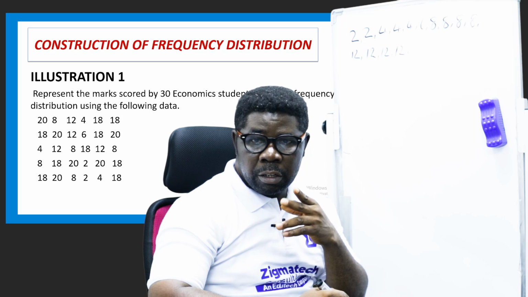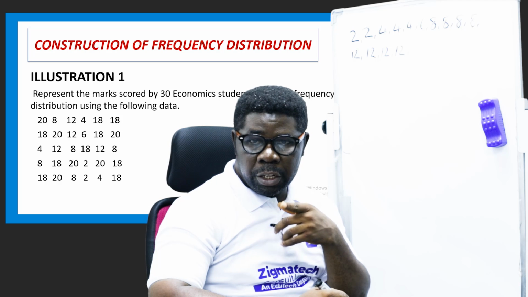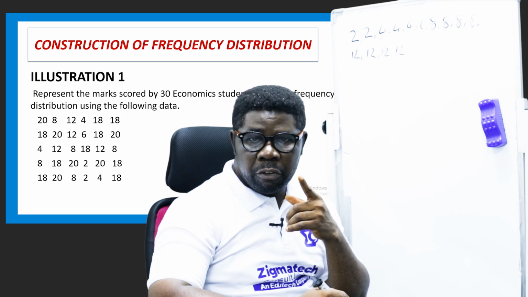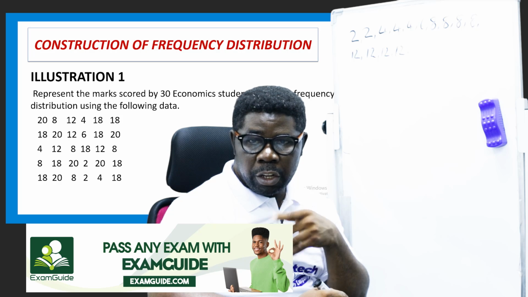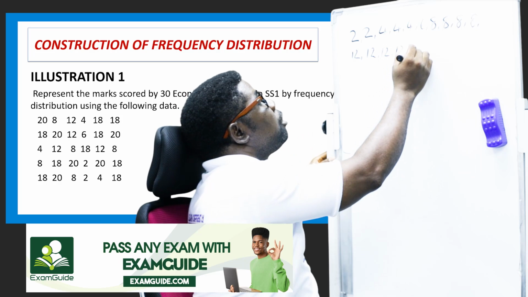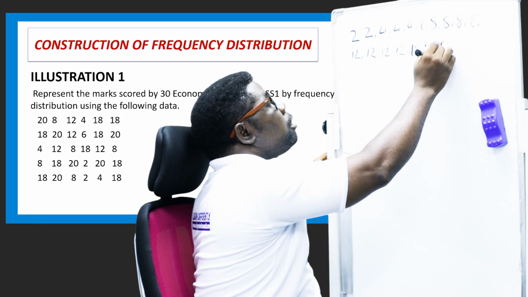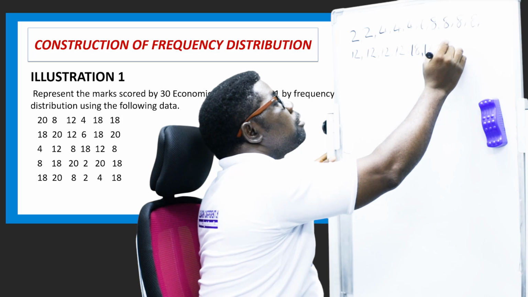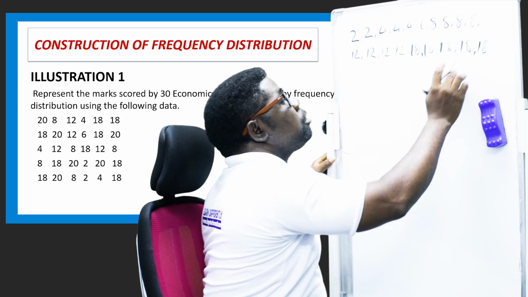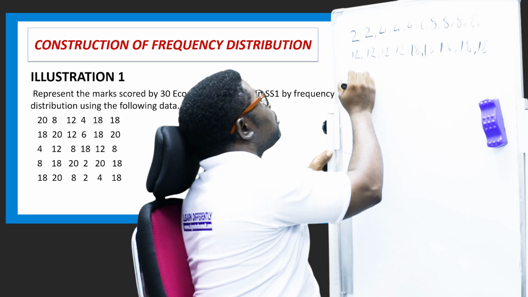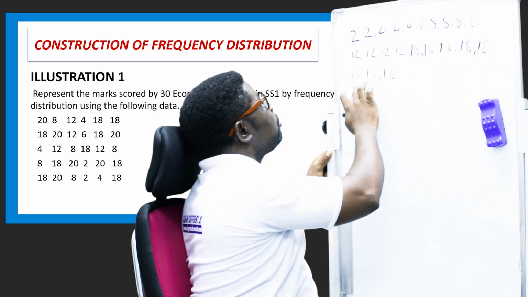The next number we have is 18. How many 18s do we have? 1, 2, 3, 4, 5, 6, 7, 8. So write 18 in 8 places: 18, 18, 18, 18, and so on. That's 8 places.